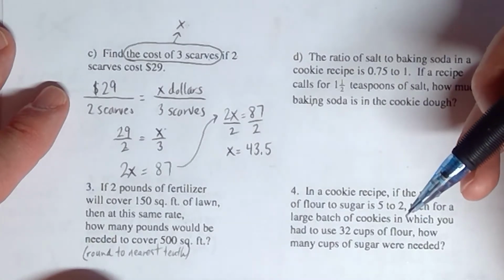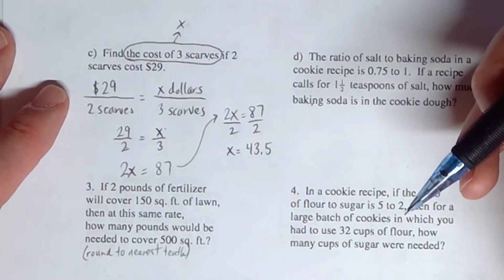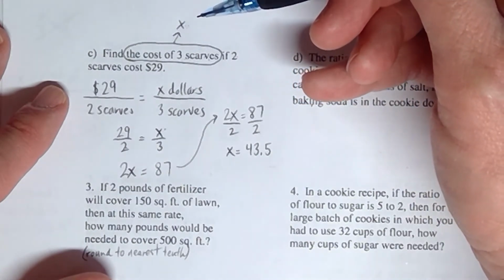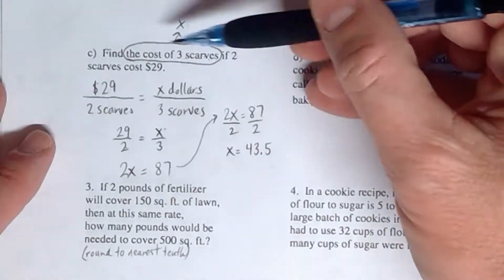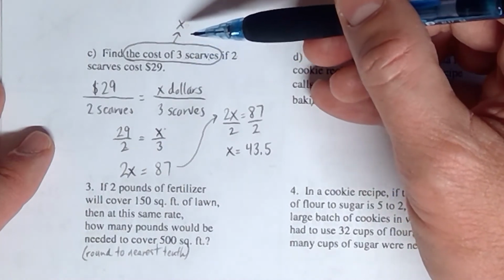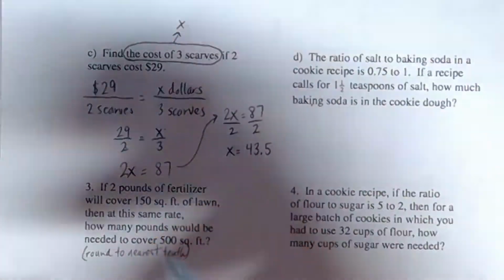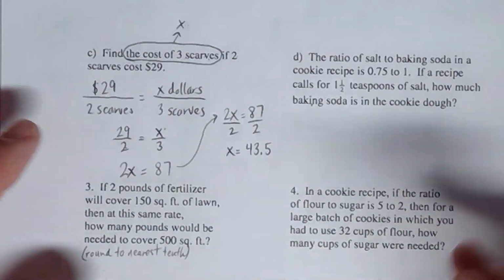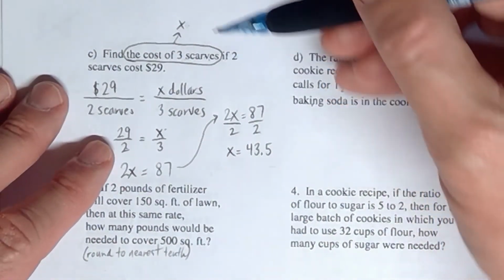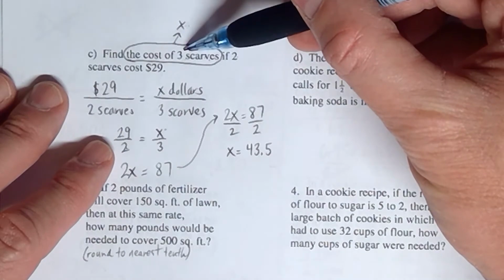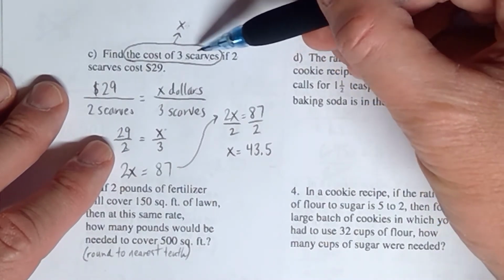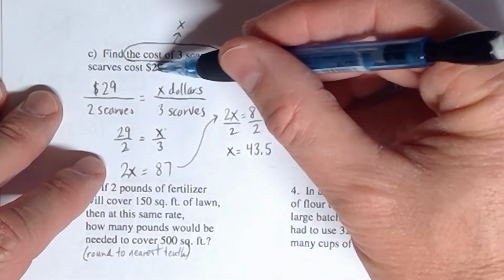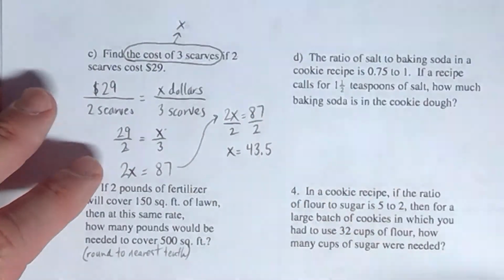Okay, now you might be wondering, what exactly, Mr. Wakefield, do you mean by measurement? Okay, here's what I mean by measurement. Okay, anytime you have a number, and this is the first time this semester we've seen this, and all the other problems we've done this semester, it was always just numbers and variables, okay, but notice this number right here, 3, it's not just 3, is it? It's now 3 scarves, okay? 29, it's not just 29, it's $29 now.